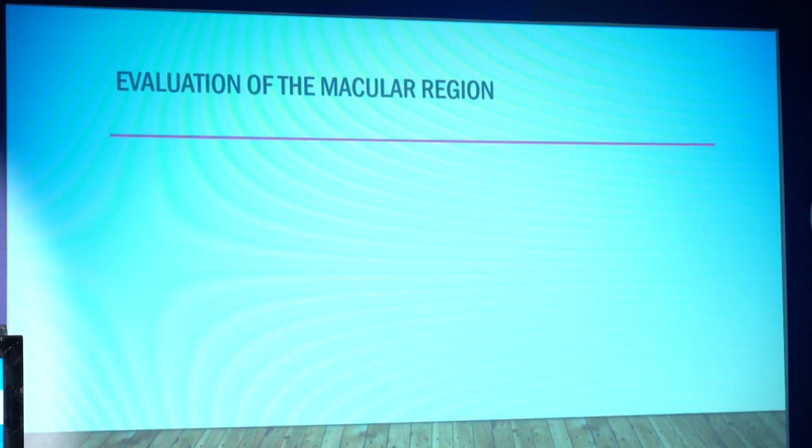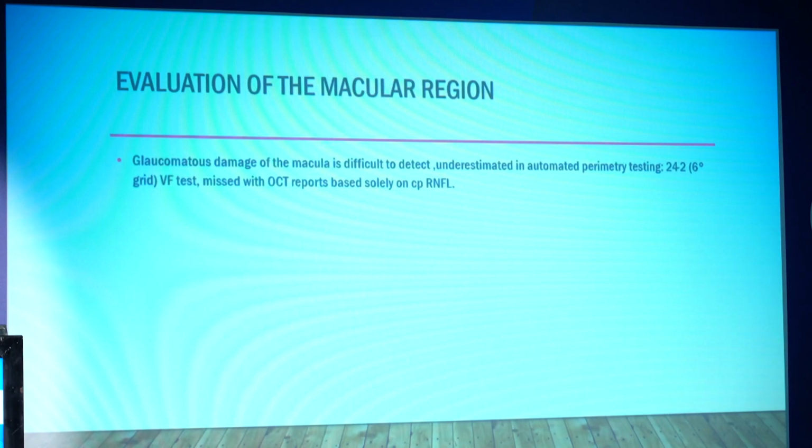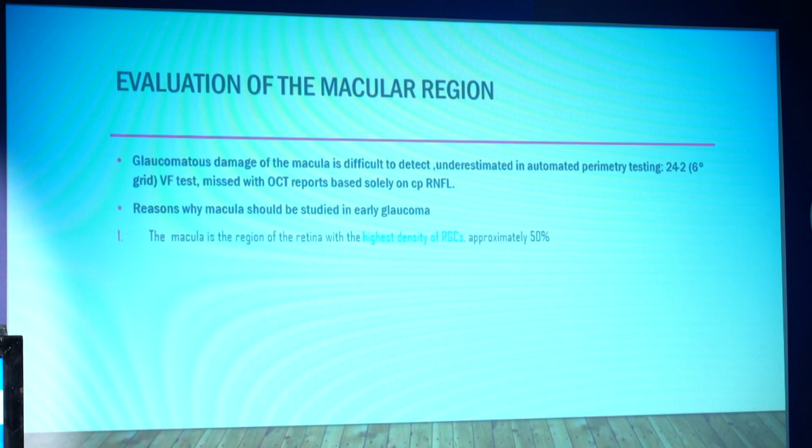Next, moving to the evaluation of the macular region. So, glaucomatous damage of the macula is difficult to detect on automated perimetry. It's often missed in evaluation of OCT when you're just looking at the circumpapillary RNFL. So, why should we study the macula? Because it has the maximum quantity of the RGCs, almost 50%.